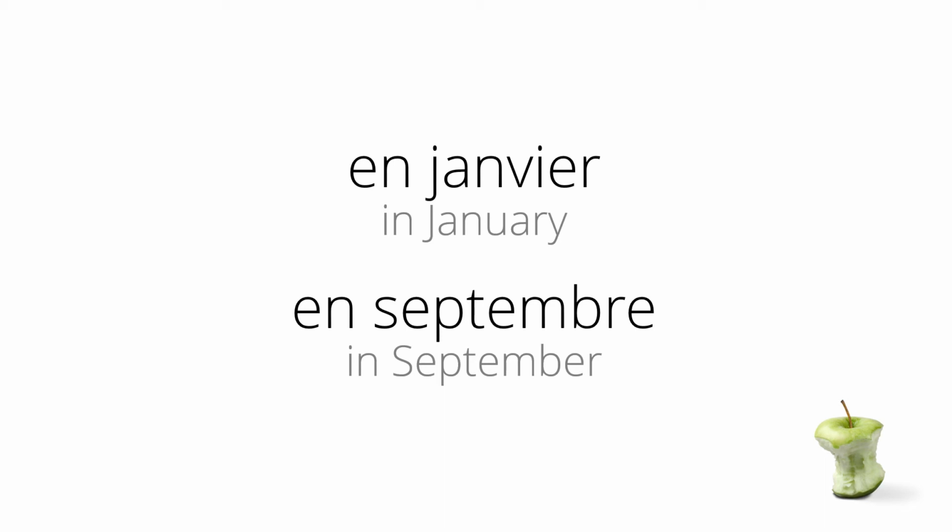You also have to use the word en if you say last May or next February. In English, we say things like, last August I went to Paris. However, in French, you have to say, in last August I went to Paris. So whenever you use the months of the year, you always say in with them, which is en.